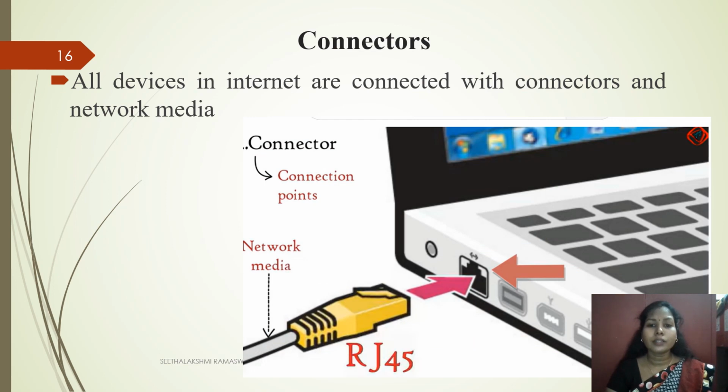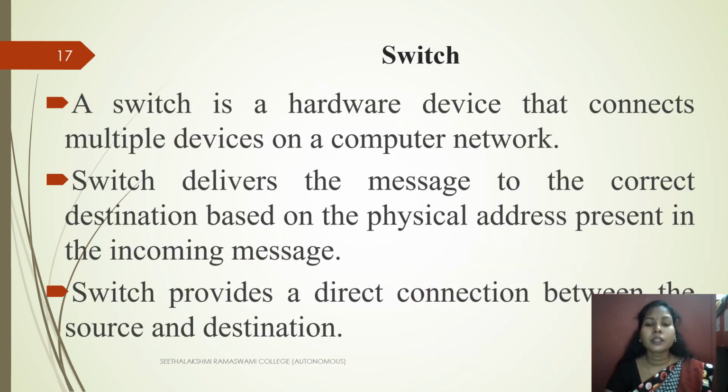Now moving on to the connectors. All devices in the internet are connected with connectors and network media. As you can see in the figure, this is how the connectors are involved in the process of connecting. Now moving on to the next topic, a switch. A switch is a hardware device that connects multiple devices on a computer network. This switch delivers a message to the correct destination based on the physical address present in the incoming message. So it provides a direct connection between the source and the destination.